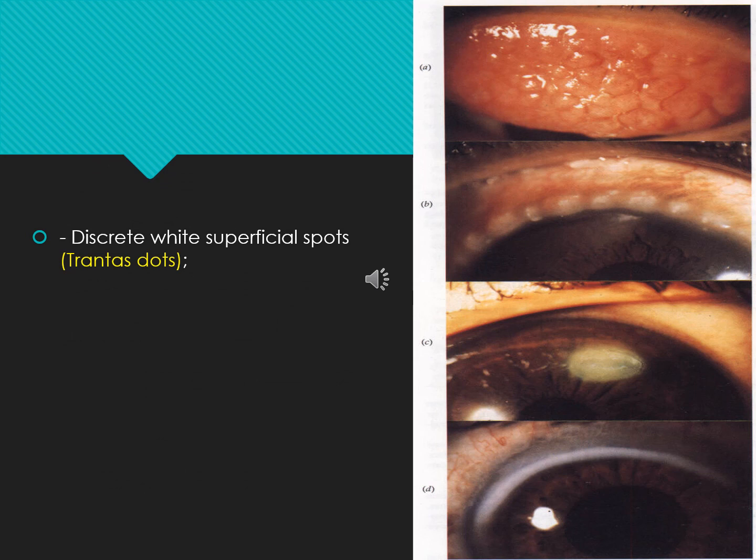Here, the upper photo is the upper tarsal conjunctiva with a giant papillary reaction. The second photo is the limbal vernal keratoconjunctivitis, a limbal type with limbal papillae and discrete white superficial spots, which are the Trantas dots. So the first photo is the palpebral type, and the second photo is the limbal type of vernal keratoconjunctivitis.